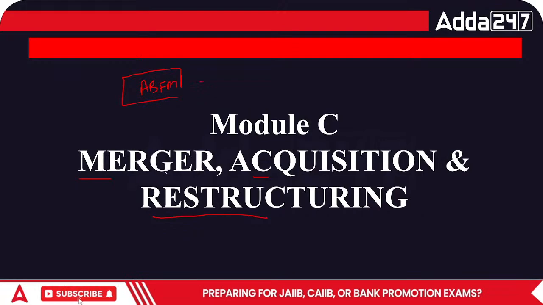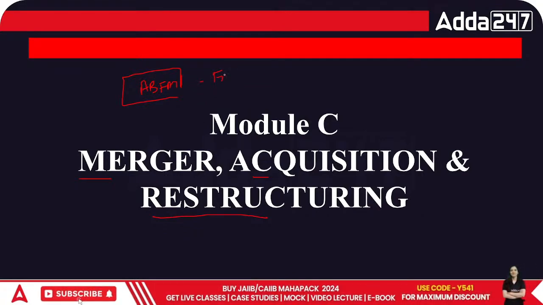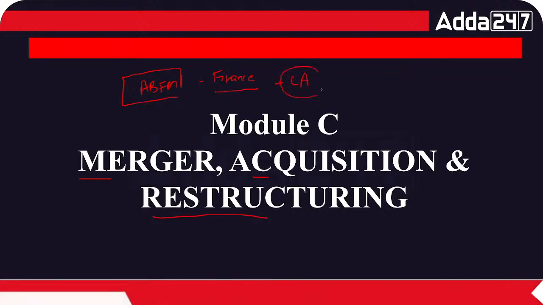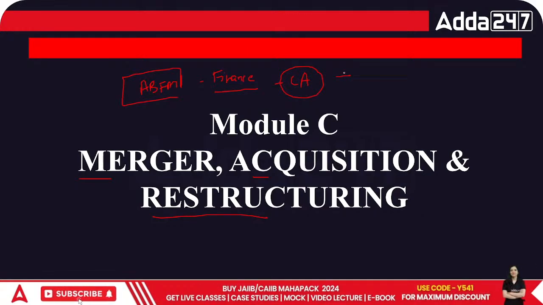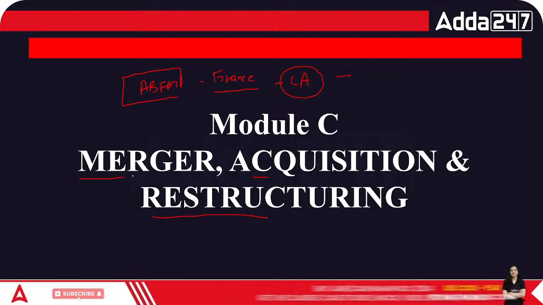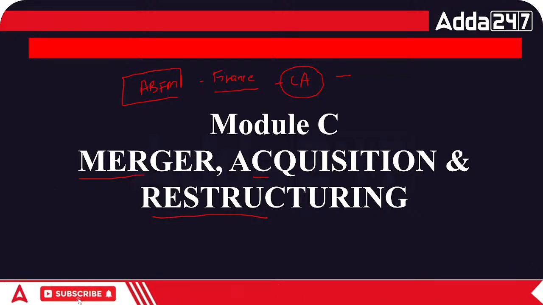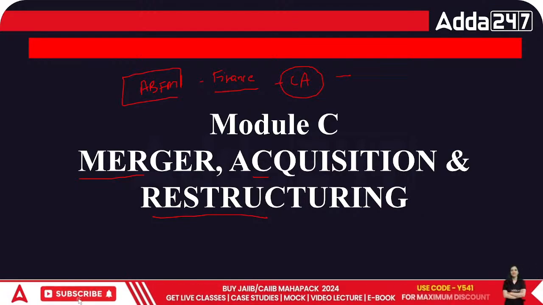Mergers, acquisition and restructuring not only has the area of finance, but it also connects this area with the company's accounts, Companies Act as well. That means finance area plus Companies Act, both are there and we have to connect both the dots when we're talking about merger, acquisition as well as restructuring, right? So that's why the content of this chapter is more.